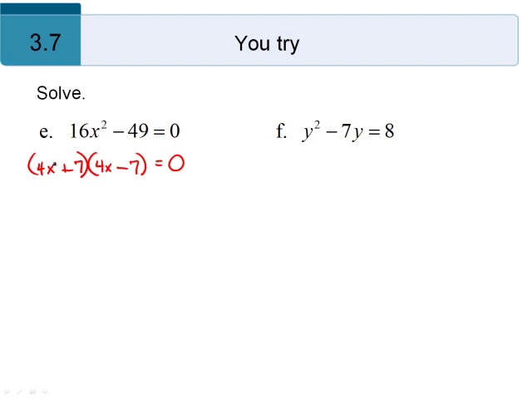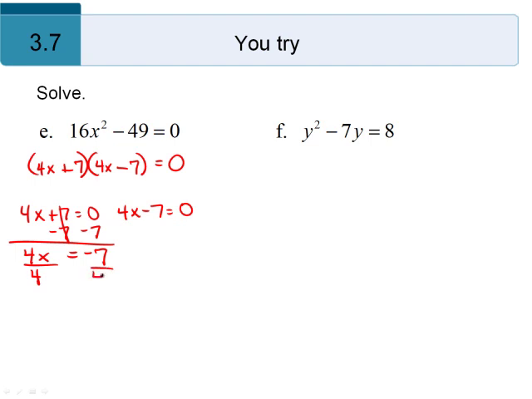All right, so now the plus and the minus allows that middle term to cancel out, so that works if you check it with FOIL. So now what we're going to do is set those two factors equal to 0. 4x plus 7 equals 0. 4x minus 7 equals 0. So on the first one, we're going to subtract 7. So 4x comes down, 7's cancel, and we get negative 7. Now divide by 4, just like normal, and we get x equals negative 7/4.